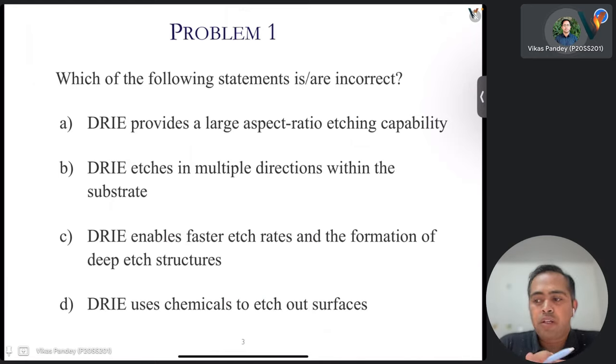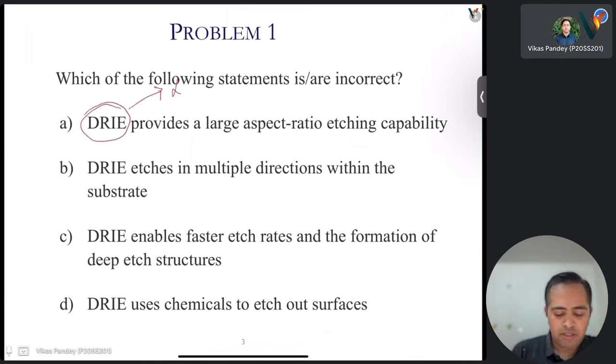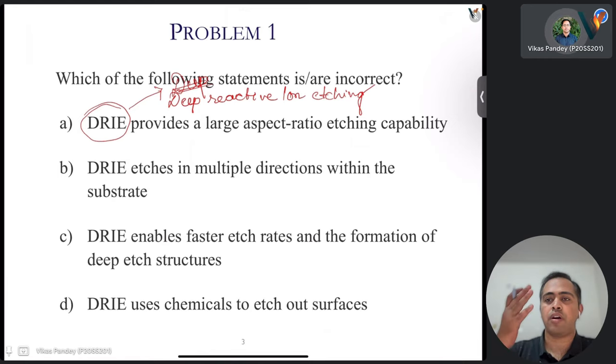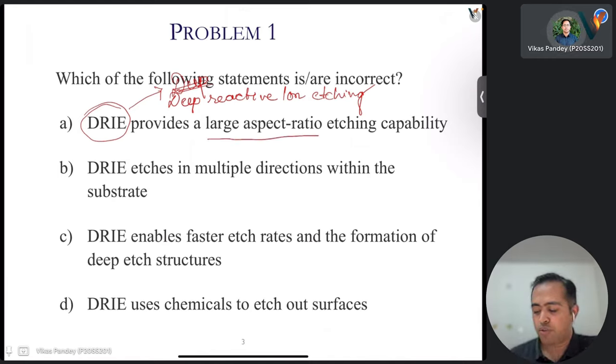Moving further, let's take some problems related to the topic being taught in the class. Which of the following statements is or are correct? DRIE, remember what is DRIE? It is deep reactive ion etching. And remember, in the previous class we talked about what kind of profile it makes. So it provides a large aspect ratio etching capability. The second is, it etches in multiple directions within the substrate.